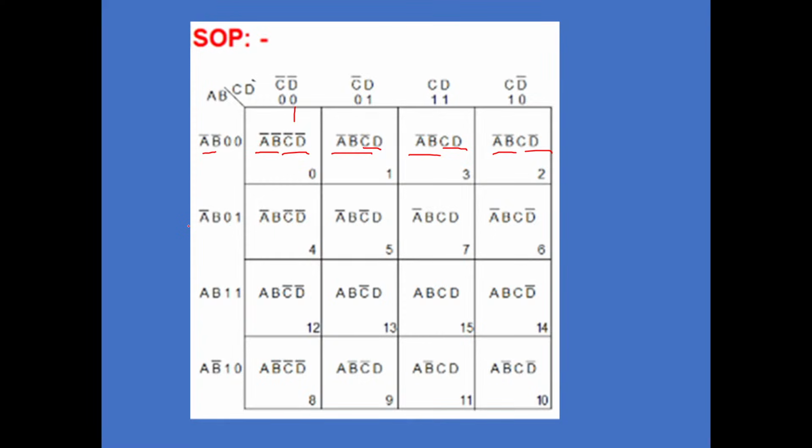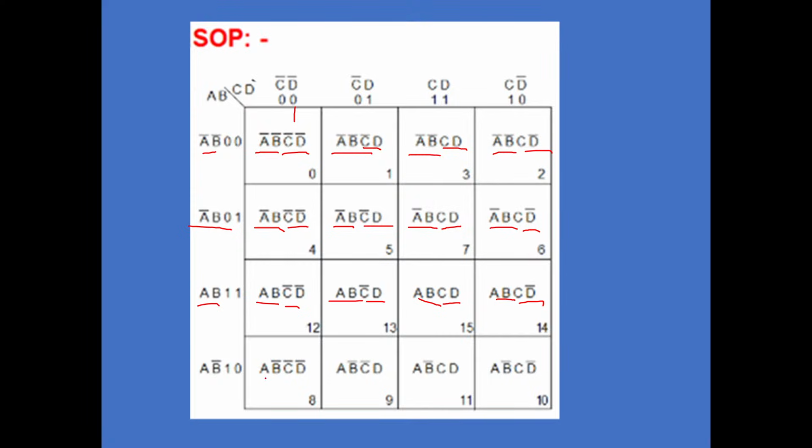Similarly, go to the next. A bar, B is there. So write down A bar, B in all the boxes in this row. On the top, C bar, D bar, C bar, D, CD. Next, CD bar. Here on the left side, AB is there. So write down AB in this whole row. Next top, C bar, D bar, C bar, D, CD, and CD bar.